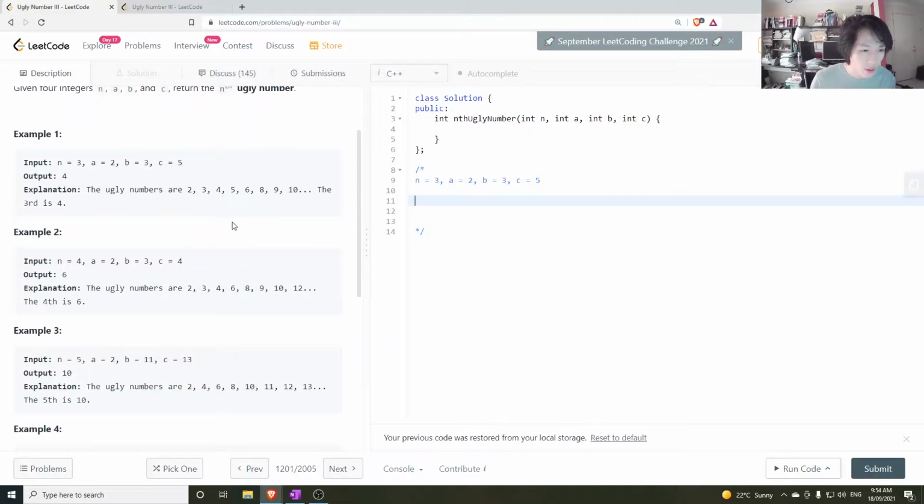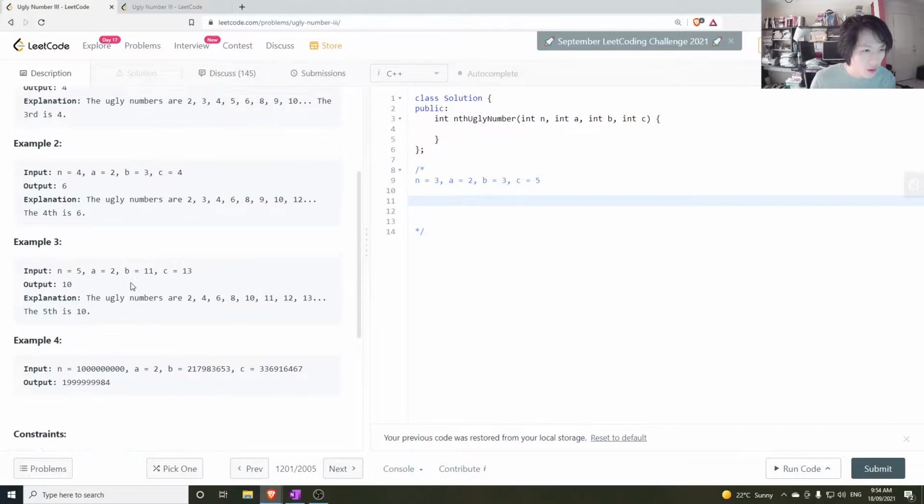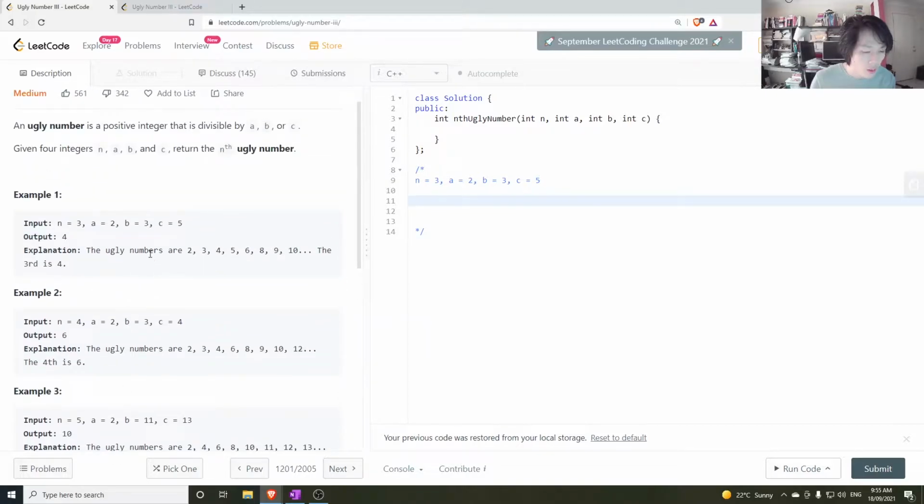So starting from, I think, 0, do we count 0 actually? I don't think so. 0 is not divisible by anything, I don't think. I don't think we count 0, so that means the ugly numbers are 2, 3, 4, 5, 6, 8, 9, 10, and the numbers are 1, 2, 3, 4, 5, 6, 7, 8. So the third ugly number, the one that they want here, corresponds to this one here, so we return 4.